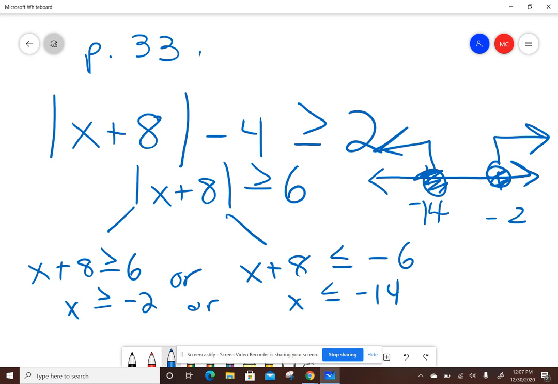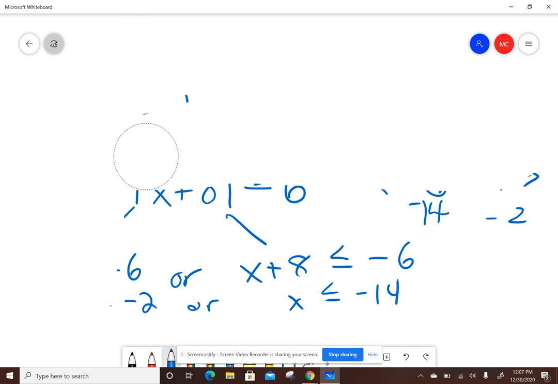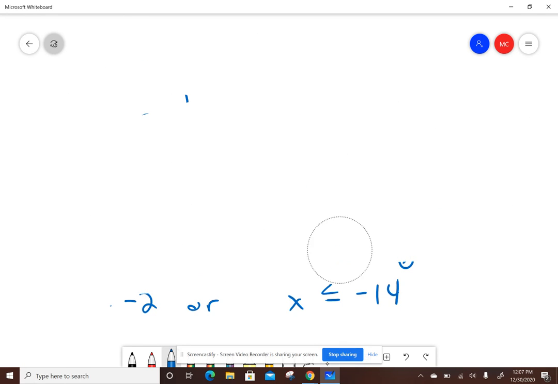Okay, so now I want everybody to turn to page 34 and stop the video and try to do examples 1, 2, and 3 on your own. And when you're done, start the video and see how you did.